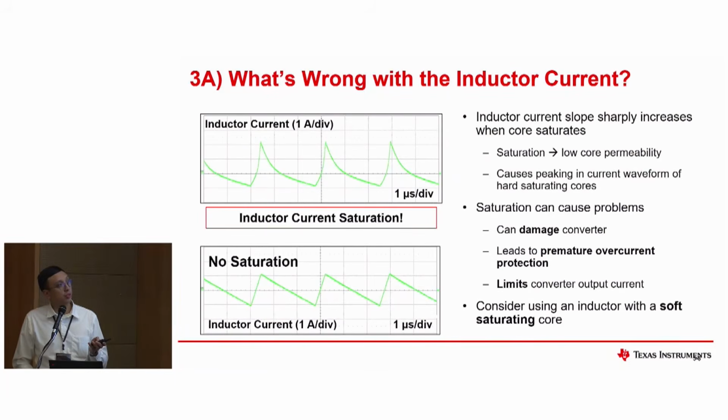And then of course, saturation can cause damage to the converter, can cause premature overcurrent protections, so your device can prematurely switch off, and it also limits the converter output current. So when you select an inductor, you should definitely consider a part with a soft saturating core, as mentioned.